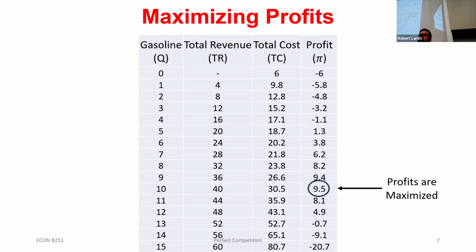Questions on this before we keep moving here? Okay. So let's go back to those numbers.